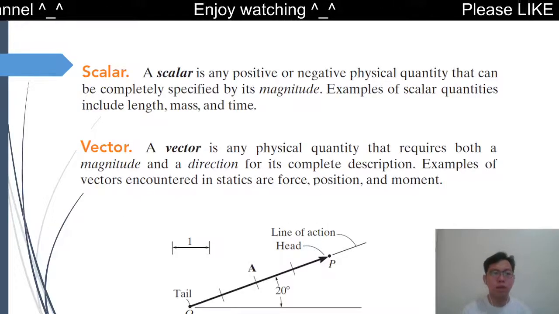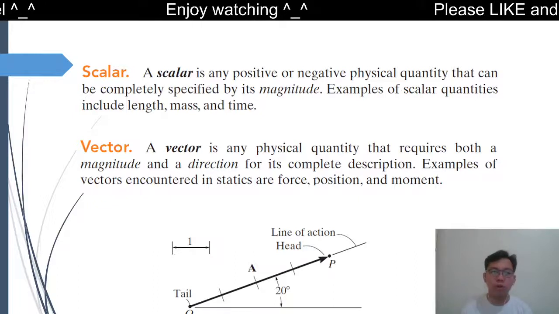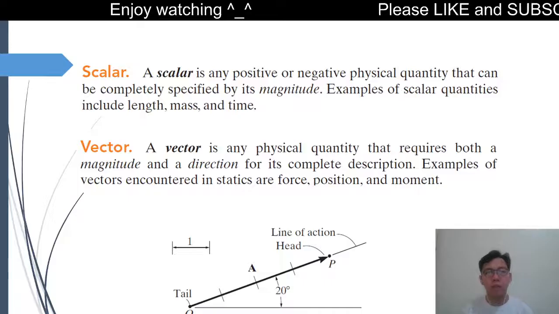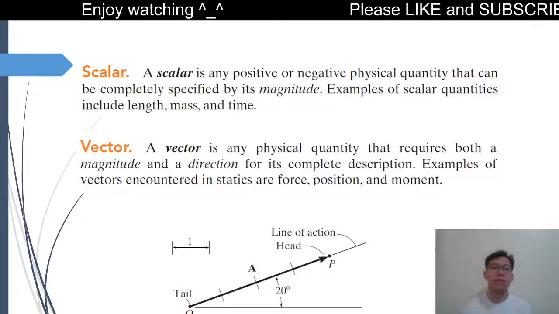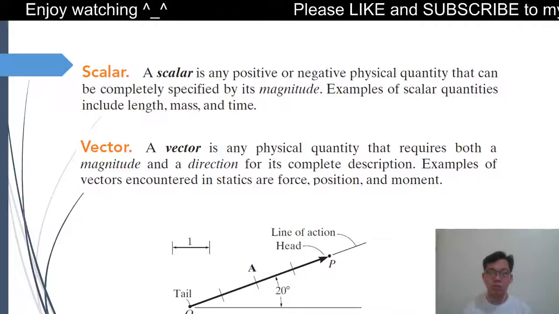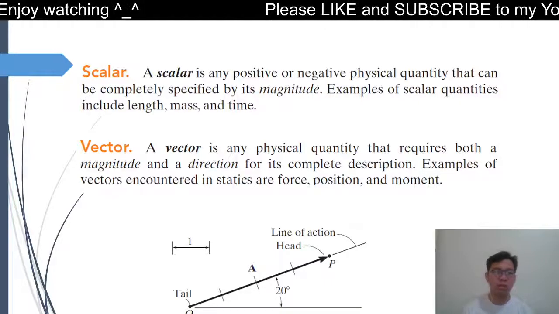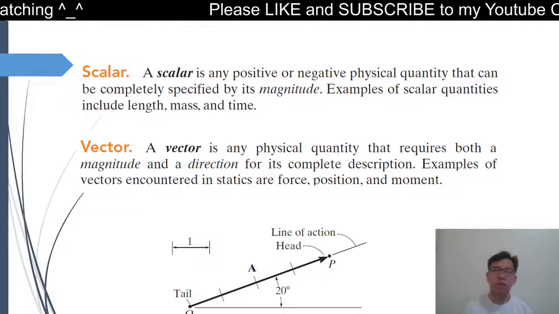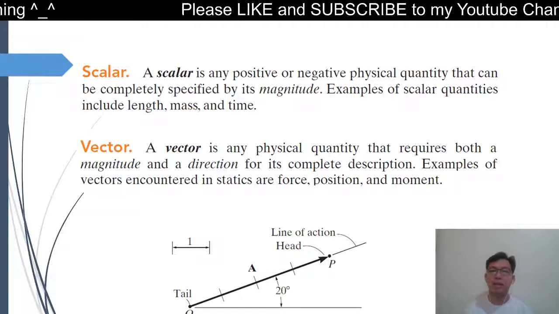So, let's try to define muna kung ano yung vector at saka kung ano yung scalar. Okay? So, ang scalar is any positive or negative physical quantity that can be completely specified by its magnitude. Okay? So, pag sinabi nating scalar, magnitude lang yan. Example of a scalar quantity, meron tayong length, mass, at saka time.